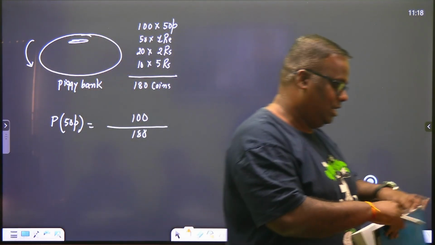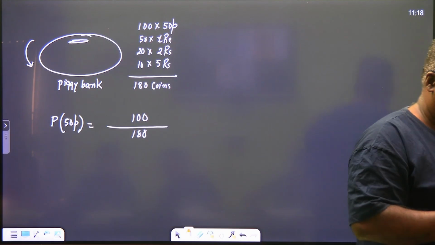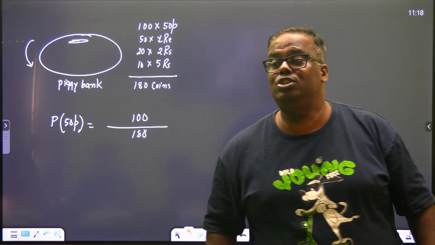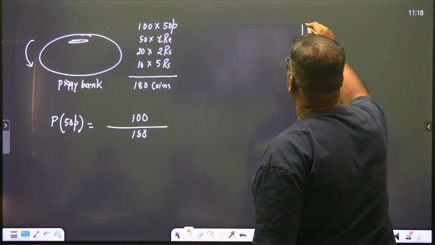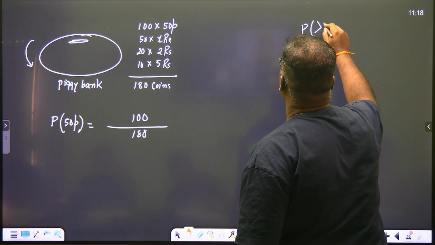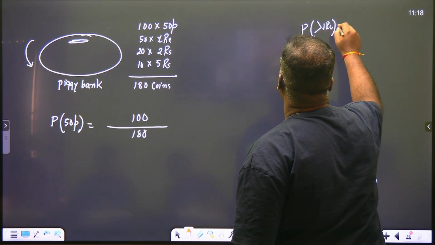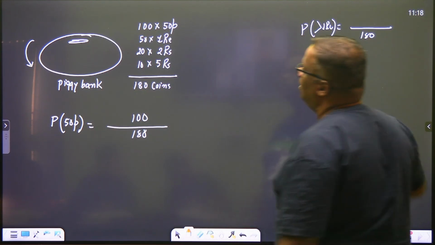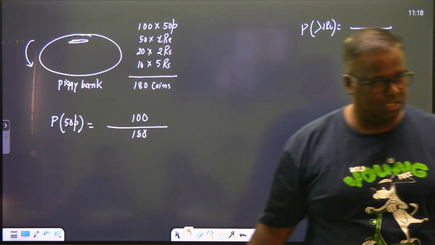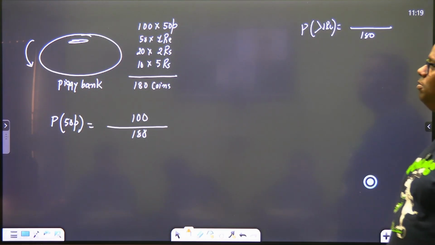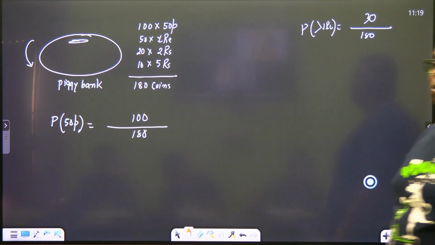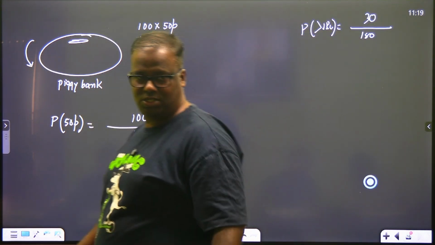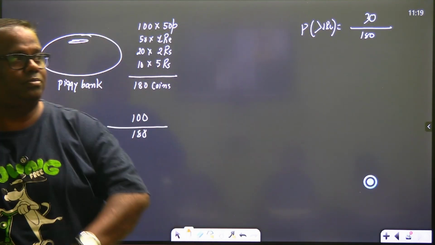Clear? Okay. Next question. A coin whose value is more than rupee 1. Out of 180 options, probability of a coin whose value is greater than 1 rupee. Out of 180, what is more than 1 rupee? 2 rupees and 5 rupees. Both of them add up to how much? 30. So 30 such coins are my favorable coins. The popping of any one makes me win the match. Clear? Next.